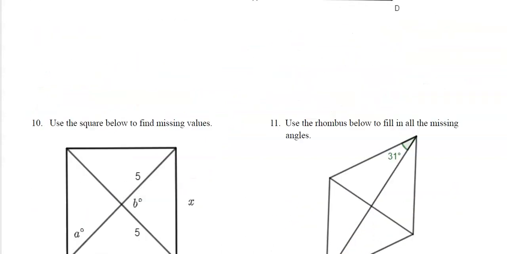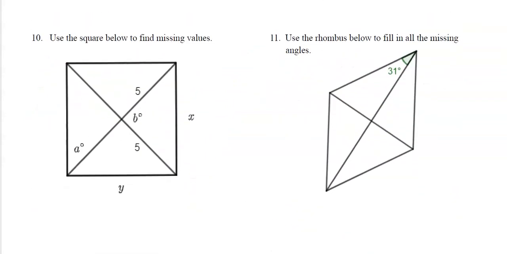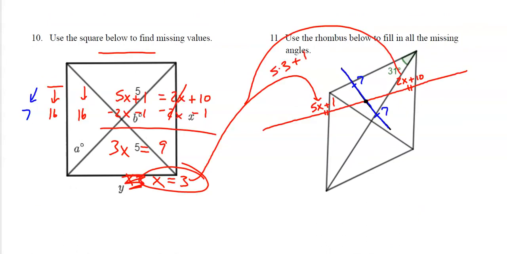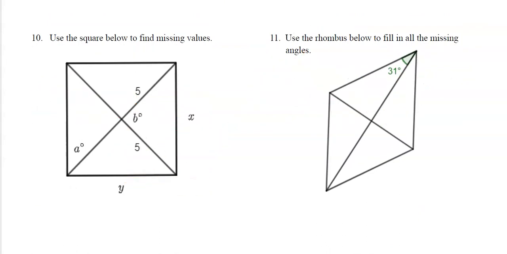All right, moving right along. Number 10, use a square to find some missing values. So one thing we know about a square is that every corner is 90 degrees. And we also know that when you come down and you drop a diagonal, it breaks that 90 degrees perfectly in half.